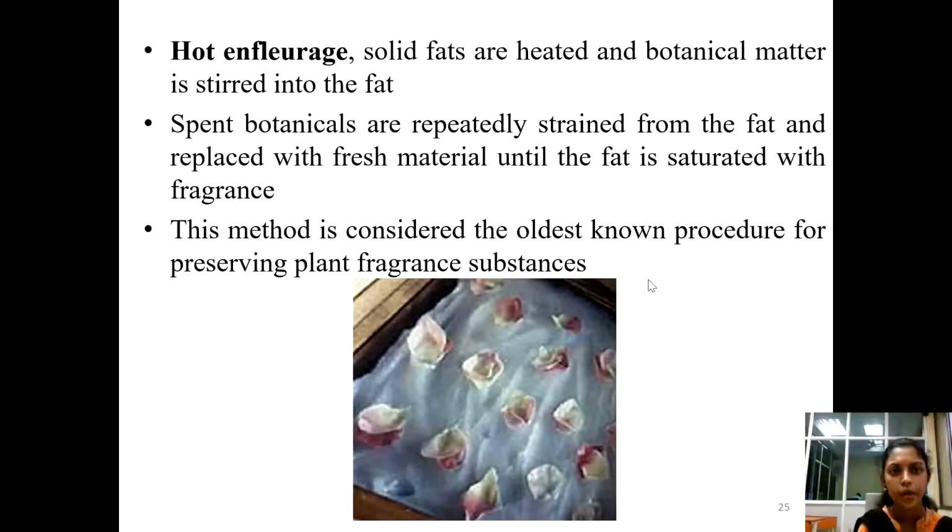Next is the hot enfleurage method, where solid fats are heated and botanical matter is stirred into the fat. Spent botanicals are repeatedly strained from the fat and replaced with fresh material until the fat is saturated with fragrance. This method is considered the oldest known procedure for preserving plant fragrances, substances or perfumes.